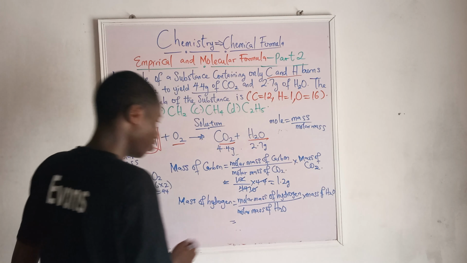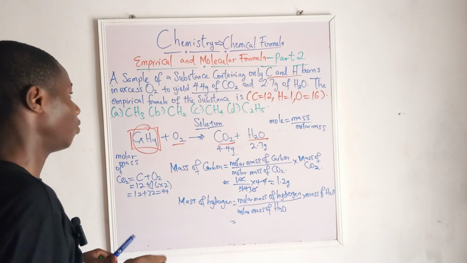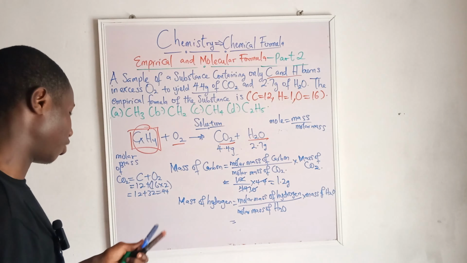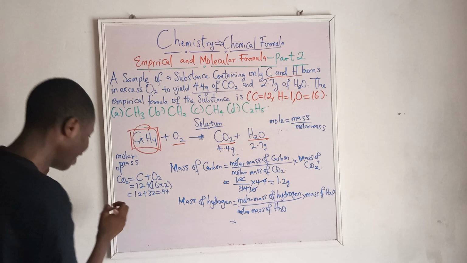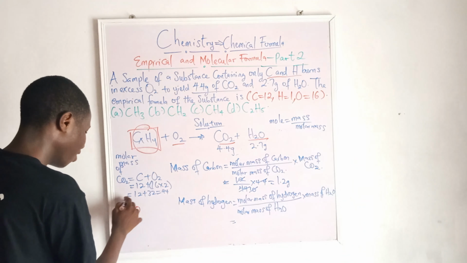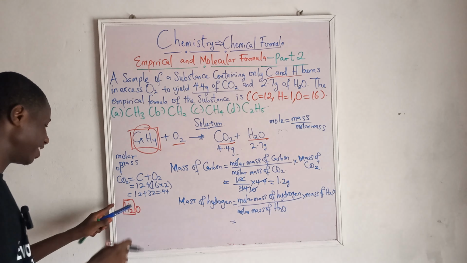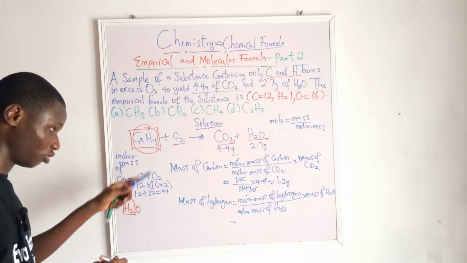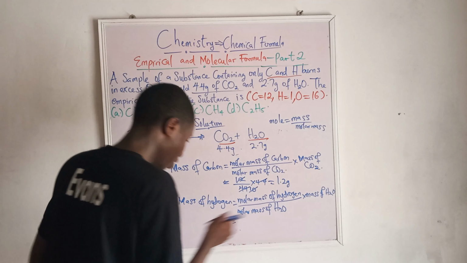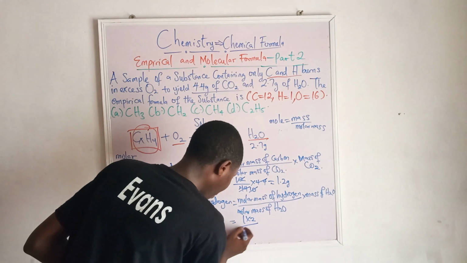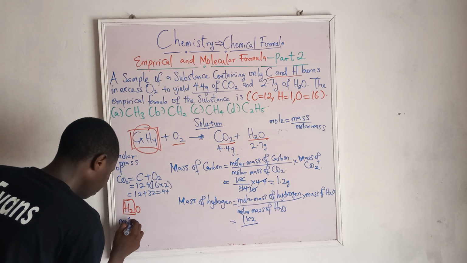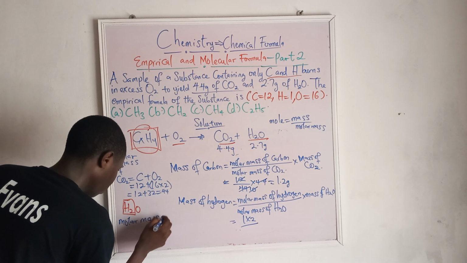Now what is the molar mass of hydrogen? Molar mass of hydrogen is what? 1, right? But look at it. Hydrogen here is 2, right? So you cannot be using 1 for hydrogen because your 1 will be 1 times 2. That will be what? 2. So the molar mass of hydrogen in the whole water is what? 2. So now that will be 1 times 2. What's the molar mass of water? So let's do that. Molar mass of water.